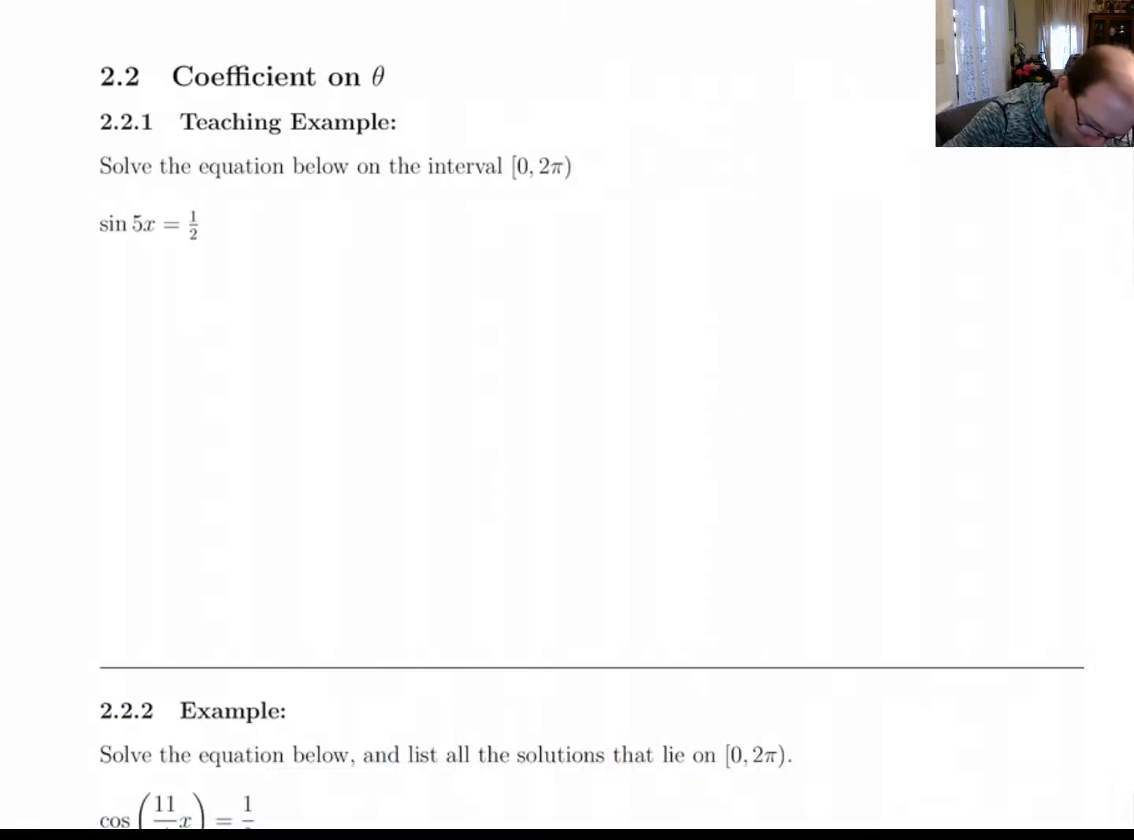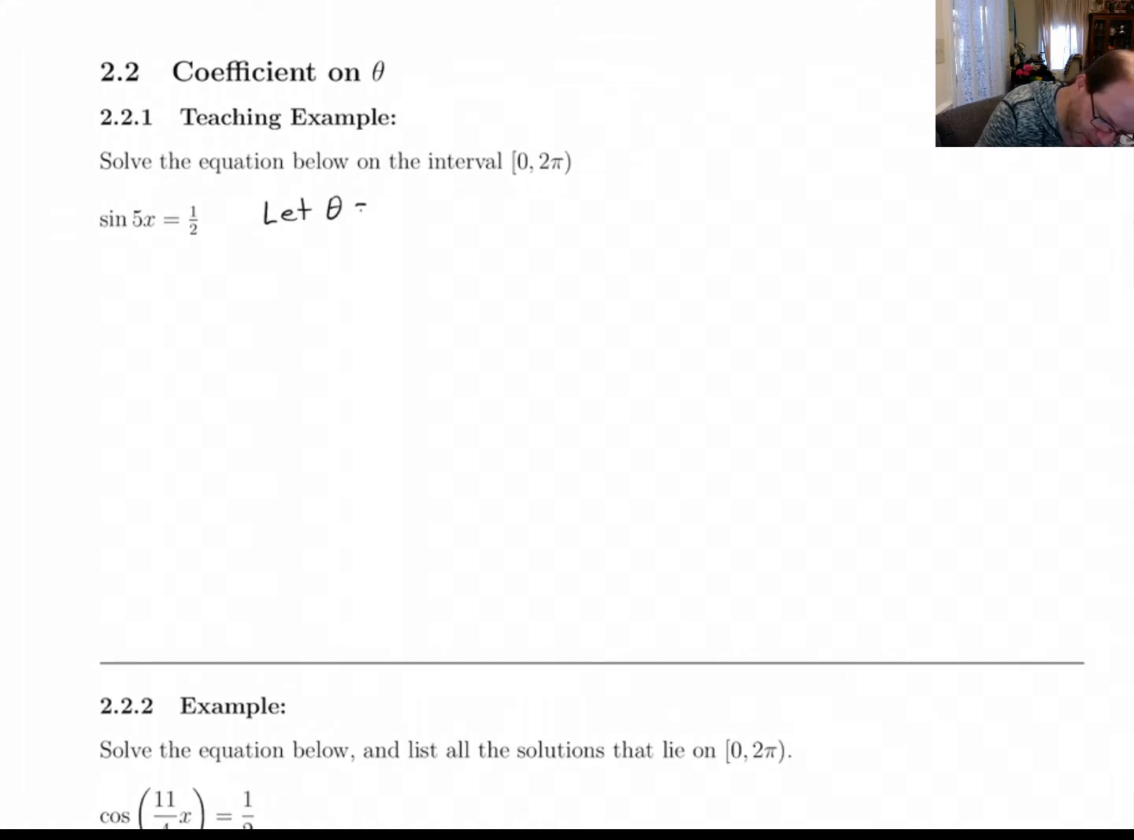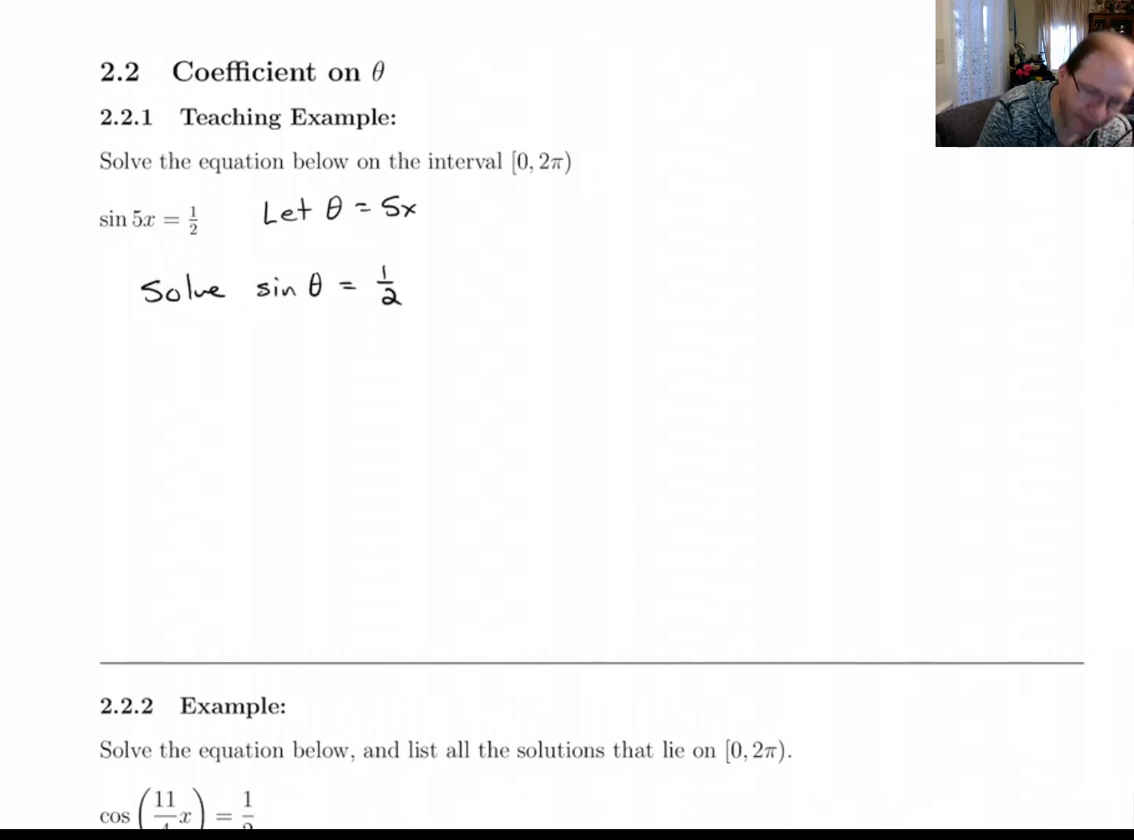So here's what we'll do. First up, I'm going to write this down for this one. You don't have to write this on every single problem, but I'm going to do a substitution. Let theta equal 5x. So we're just going to substitute that in, and now we're going to solve sine theta equals 1/2.